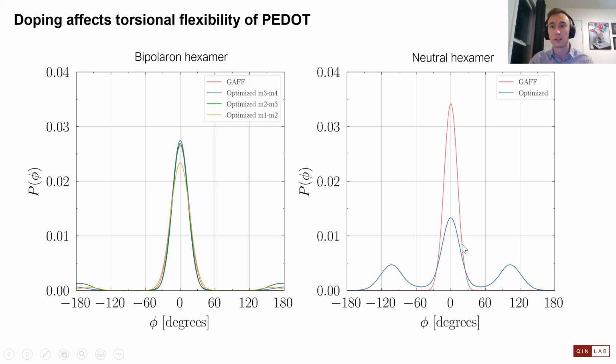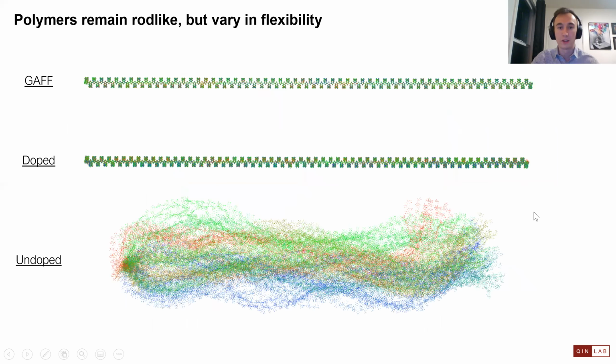As you might expect, looking at the dihedral profiles, the neutral hexamer compared to GAF has a drastically different fit. And those data are reflected in this overall picture of the simulation. It's perhaps easiest to look at the undoped case first. As we progress from red to green to blue, these are different conformations of the polymer as we evolve the simulation. They're all superimposed at once and visualized just with points, for clarity. So we can see that GAF has very little conformational flexibility.